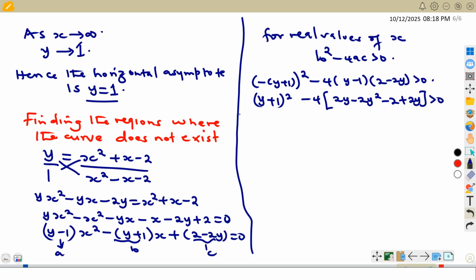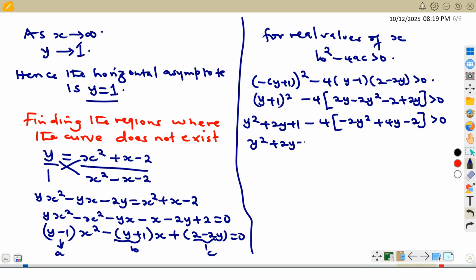This is greater than 0. So likewise, this will give us y squared plus 2y plus 1, then minus 4 into minus 2y squared, plus 4y minus 2, is greater than 0. So we can try to simplify this. This will be y squared plus 2y plus 1, plus 8y squared minus 16y plus 8, which is greater than 0. So that is basically what we shall have.